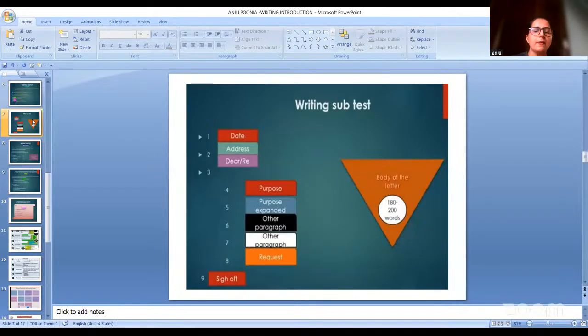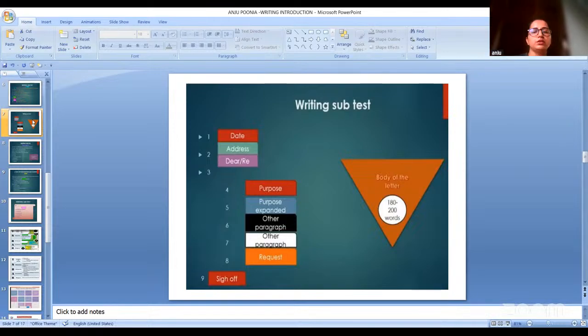But in the exam, they will definitely give a date, so we can use that date. Then the address, when we are writing the letter to someone like a doctor or GP, that address we need to mention here. Regarding, dear, purpose first, purpose expand, other paragraph, and request.